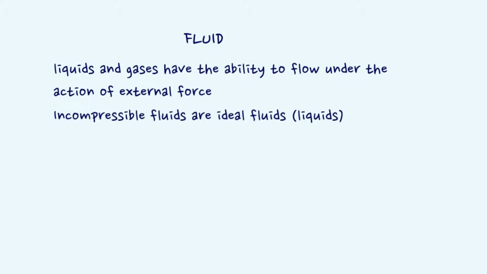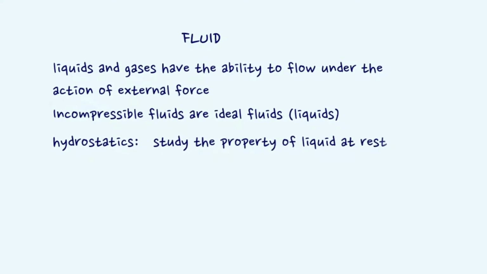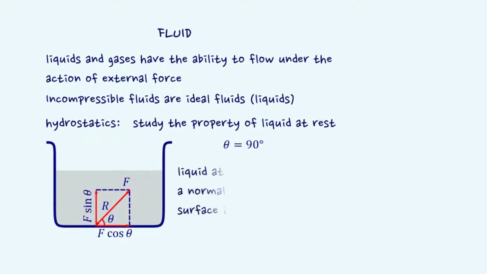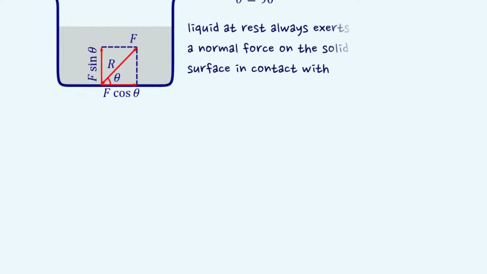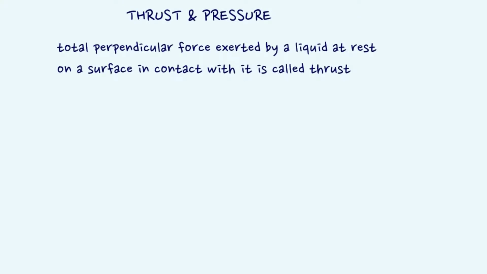A fluid which is incompressible is called ideal fluid. This means if a force is applied on ideal fluid, there will be no change in its volume. In hydrostatics, we study the properties of fluid at rest. In a liquid at rest, the forces exerted by the liquid are always perpendicular to the surfaces in contact with the liquid. The total perpendicular force exerted by a liquid at rest on a surface in contact with it is called thrust of the liquid on that surface.